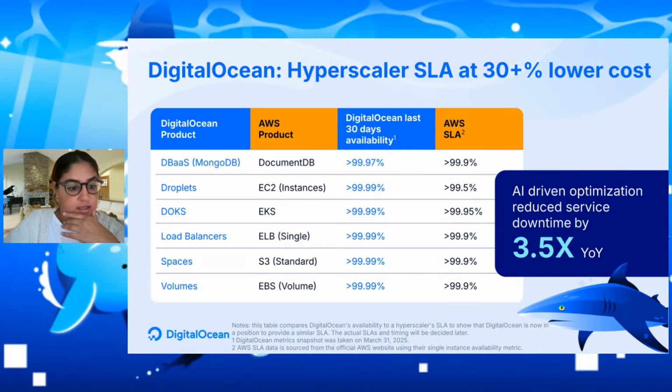All right, and then I wanted to touch on SLAs. So we deliver hyperscaler level SLAs and uptime at up to 30% lower cost. So you'll notice that this is applicable to a wide range of products, including managed databases, Droplets, Kubernetes, load balancers, spaces, volumes, a comprehensive cloud with hyperscaler level SLAs. That's what we are. And that's what we can offer to our customers. So you are able with these SLAs to build a well-rounded application with our wide range of products and gain peace of mind knowing that it is built to stay running.